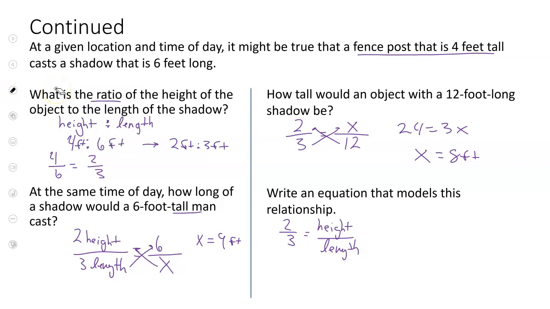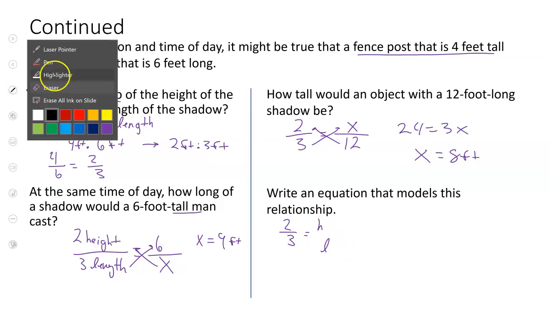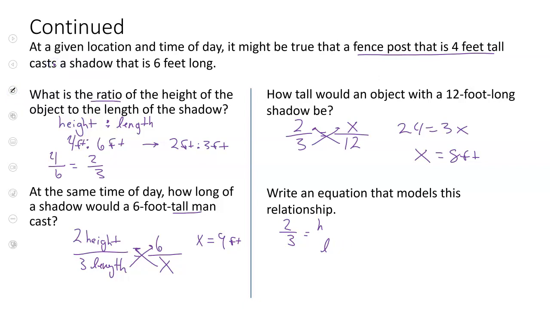Well, what we're going to do is actually just use variables to represent height and length. And in order to write our equation, we just need to solve for one of the variables. Get one of the variables by itself. And we're going to do it with both of them so you can see the different process. But if I wanted to write an equation that models this relationship of height to length, then I'm going to solve for height. I'm going to get h by itself.